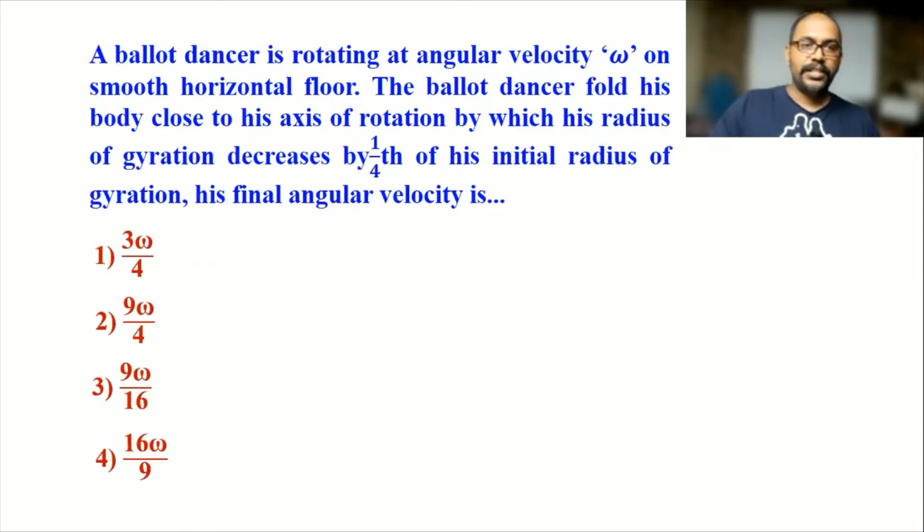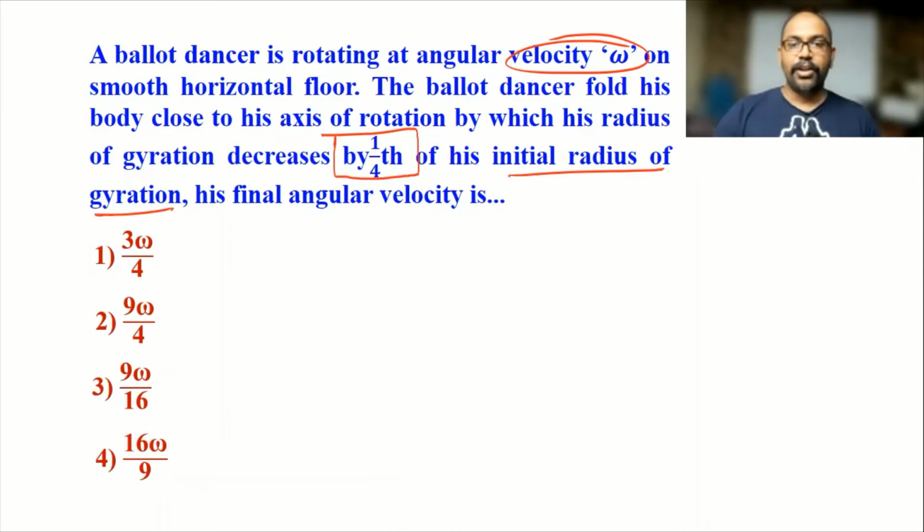Next question is, a ballet dancer is rotating at angular velocity omega. So the angular velocity of the ballet dancer is omega. On a smooth horizontal floor, the ballet dancer folds his body close to his axis of rotation, by which his radius of gyration decreases by 1/4 of his initial radius of gyration. His final angular velocity is? Now we have to find out the angular velocity of the body of the dancer.